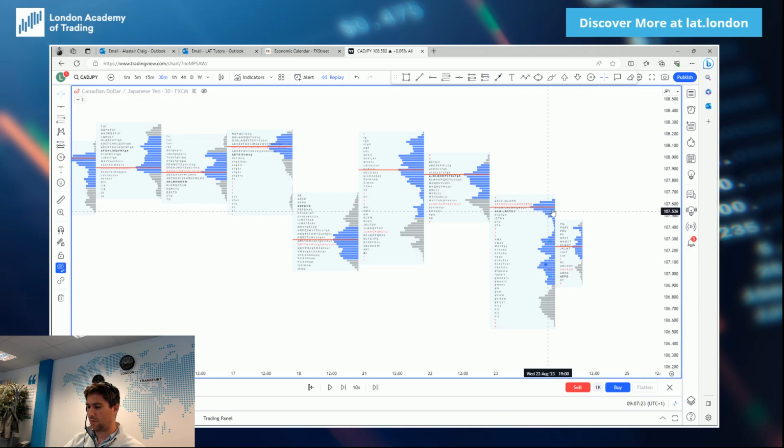Now, the fact that the point of control has been left at the top increases at least the probability that we're likely to trade back through that thin day rather than continue lower. From a market profile perspective, we have a P-shaped formation in here, which typically would be either a bullish continuation or, in this instance, a bullish reversal formation.